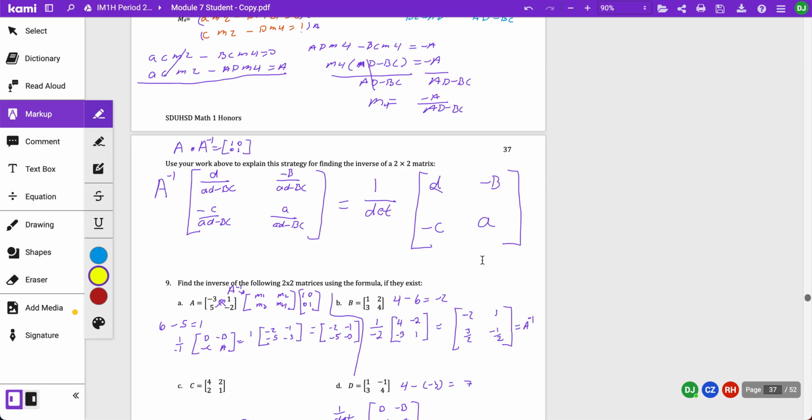Okay, so make sure we remember this formula, the 1 over the determinant, and so on and so forth, times D, negative B, negative C, A.